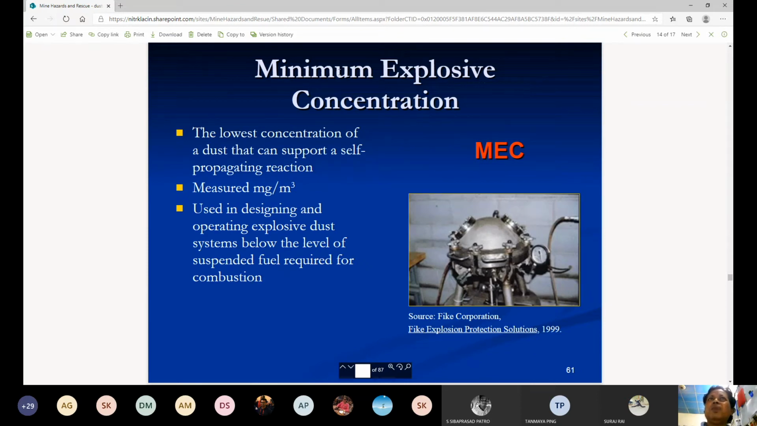What is the minimum explosive concentration of dust? The minimum explosive concentration, MEC, of coal dust is the lowest concentration of a dust that can support a self-propagating reaction. That is measured in milligram per cubic meter, used in designing and operating explosive dust systems below the level of suspended fuel required for combustion.